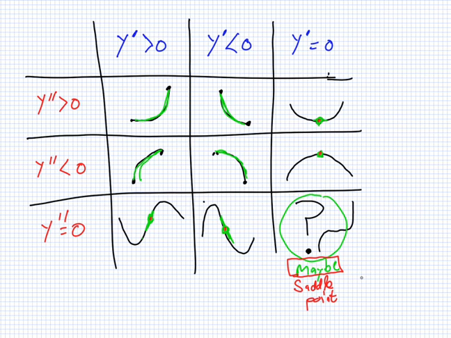So, how can we check if we have a saddle point? That's what I'm doing next. Can I scroll down from this table? Yep.